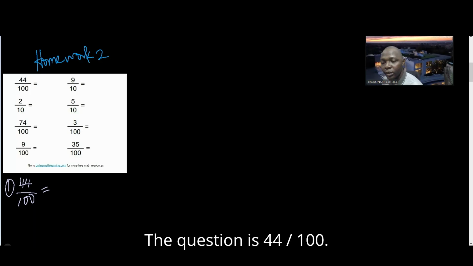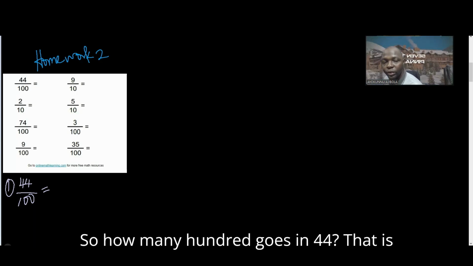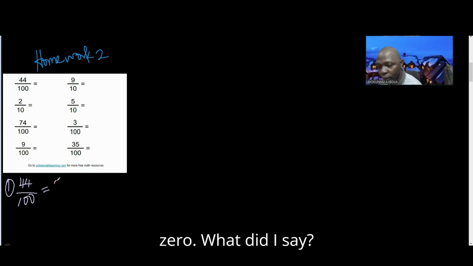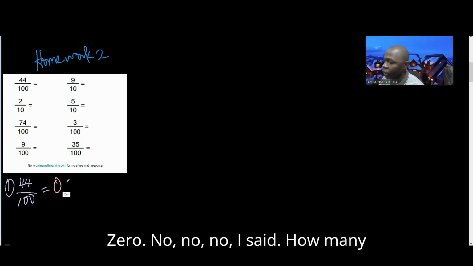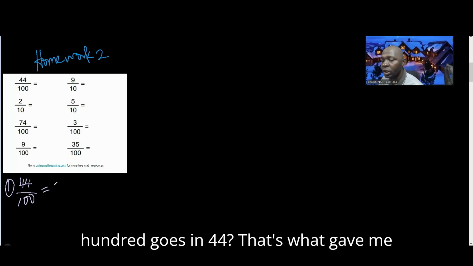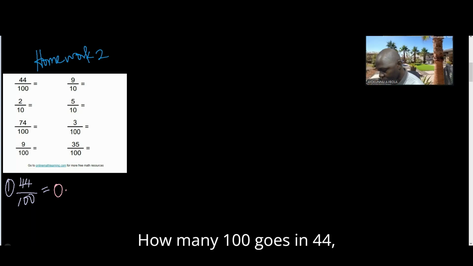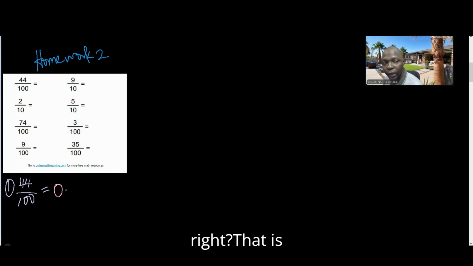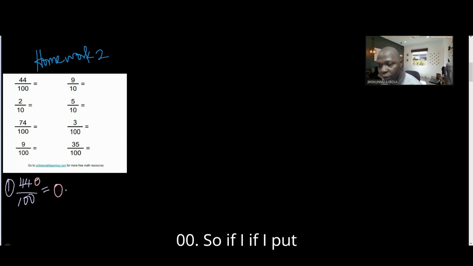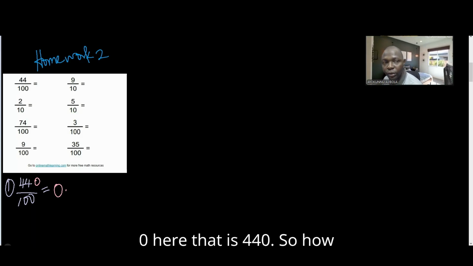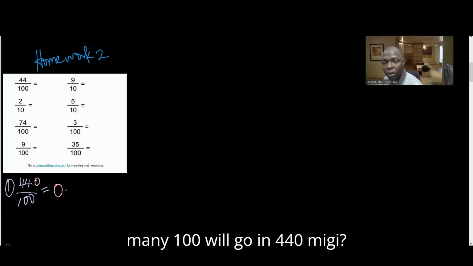The question is 44 divided by 100. So how many 100 goes in 44? That is 0. What did I say? No, no, no. I said how many 100 goes in 44? Can you repeat that? How many 100 goes in 44, right? That is 0. So if I put 0 here, that is 440. So how many 100 will go in 440, Miggy?